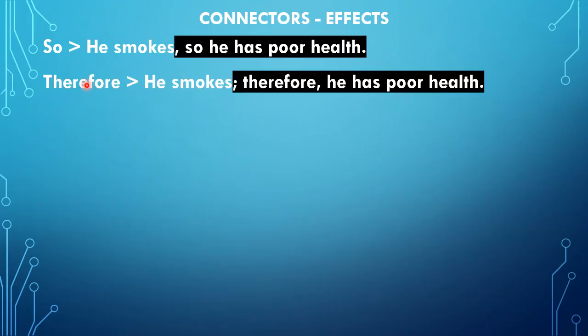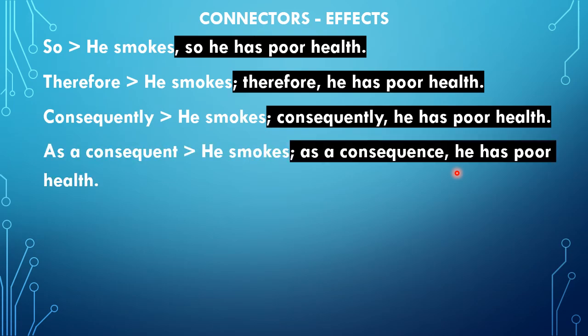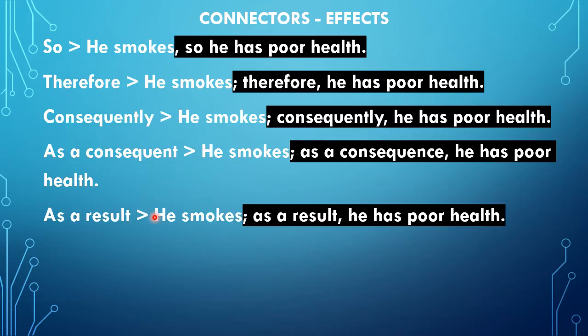Therefore is also used to show result or effect as well. He smokes, therefore he has poor health. Consequently, he smokes, consequently he has poor health. Again, these mean the exact same thing. They mean result, they show effects. As a consequence, he smokes. As a consequence, he has poor health. As a result.